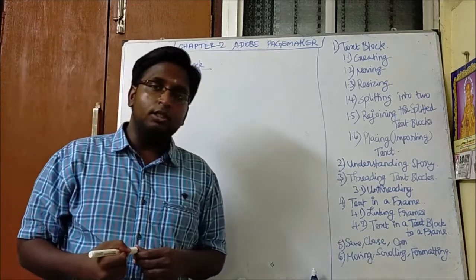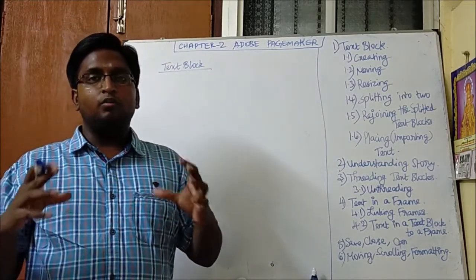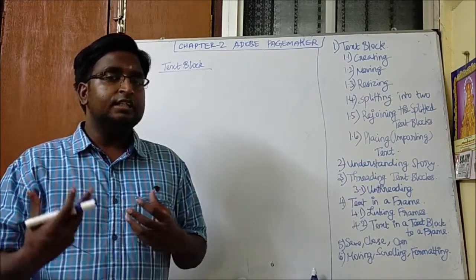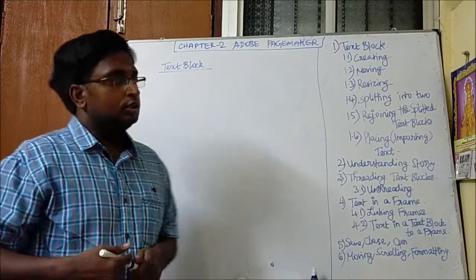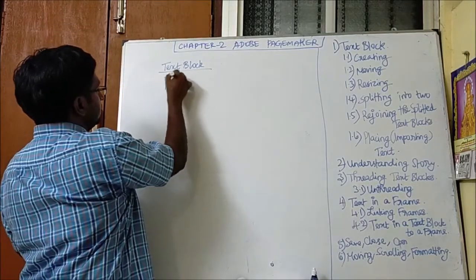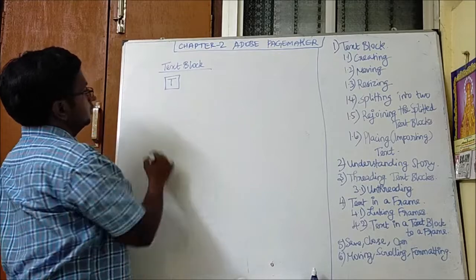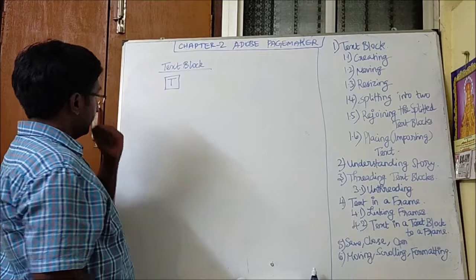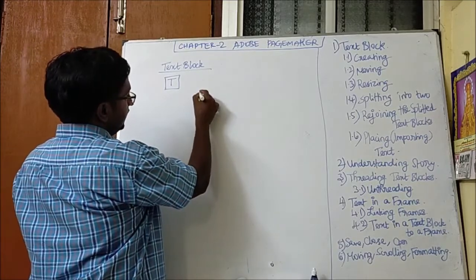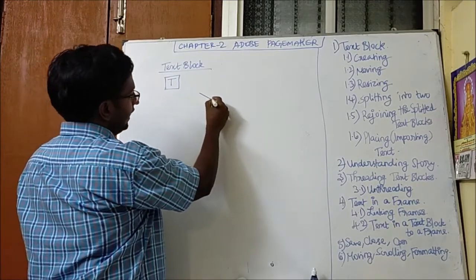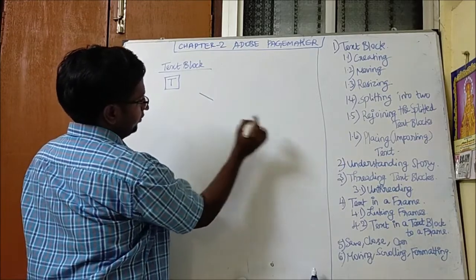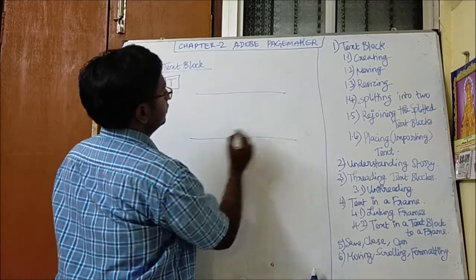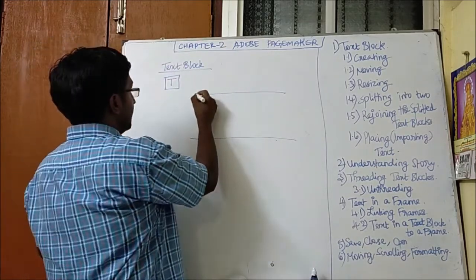A text block is nothing but a block which holds the text. A block which holds the text is called the text block. A text block can be created using the tool T, that is text. By clicking this tool, click at one point and drag, say for example from here to here. So the text block will be generated.